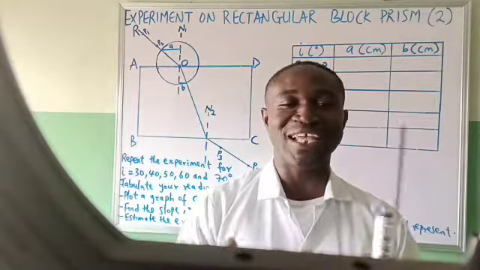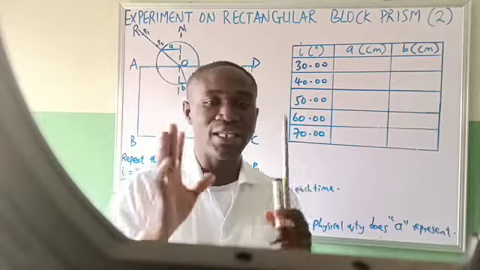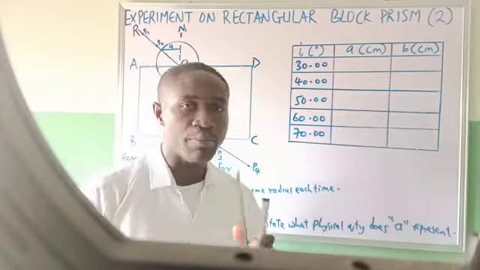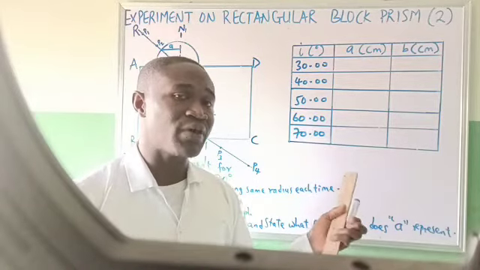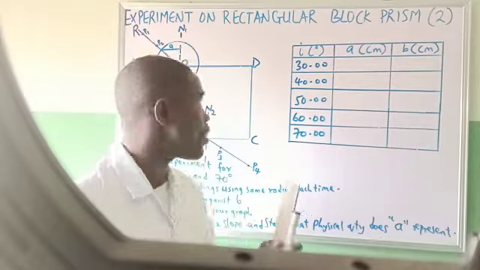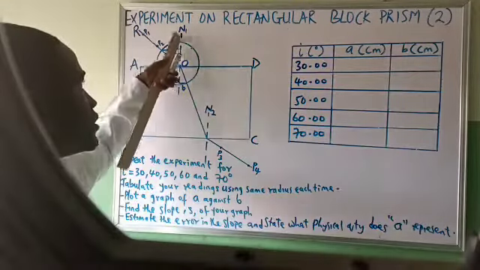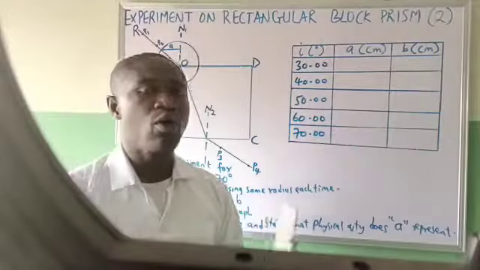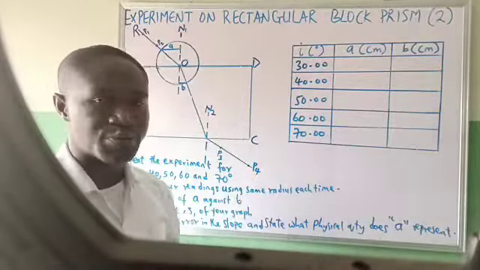Welcome, guys, to today's class on practical physics. In this video, we want to discuss the experiment on the rectangular block prism. We have posted the first part of it. This is the second part of the rectangular block prism, where we have a radius, a circle, and all of that in the experiment.